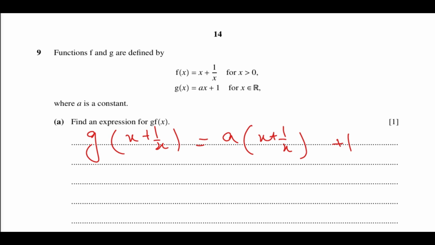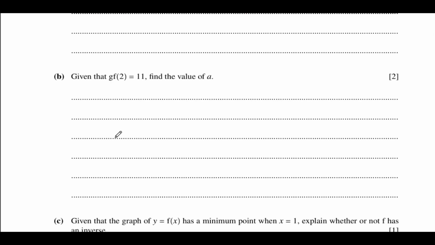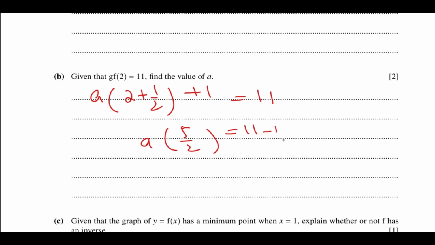For part b, given that g of f of 2 equals 11, find the value of a. So here we will write a times (2 plus 1 over 2) plus 1 equals 11, a times 5 by 2 equals 11 minus 1, which is equal to 10, a equals 10 multiplied by 2 by 5, a equals 4.